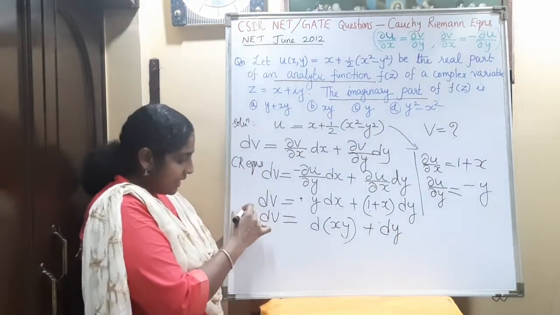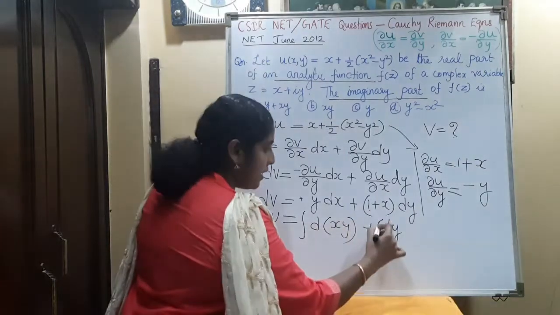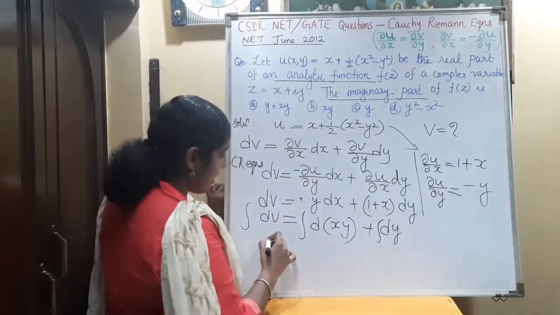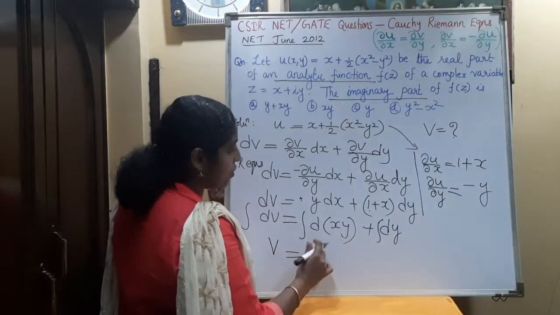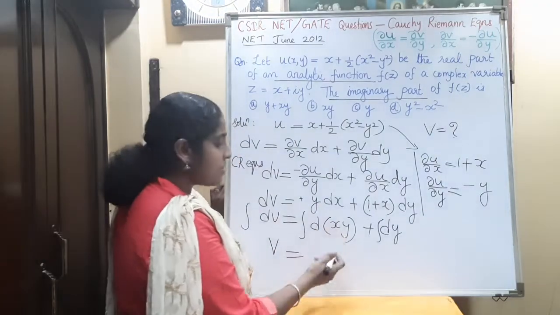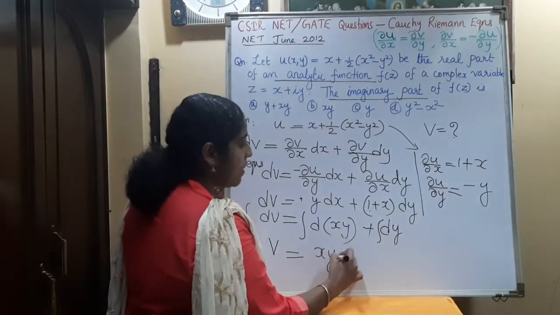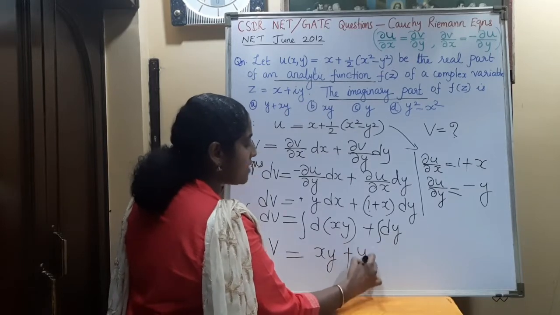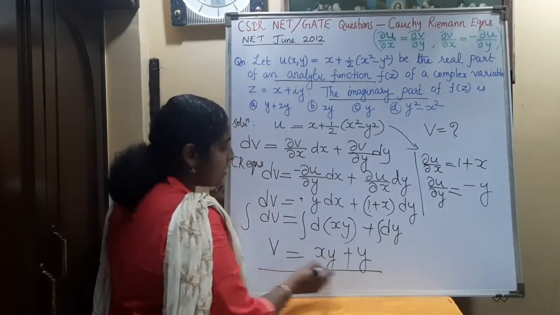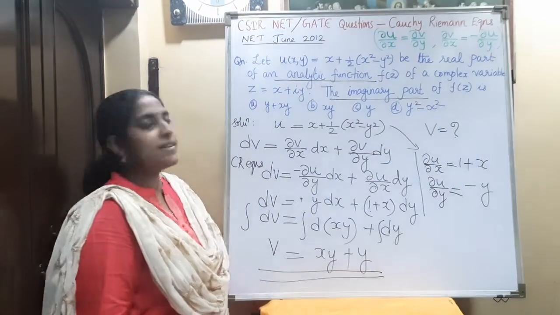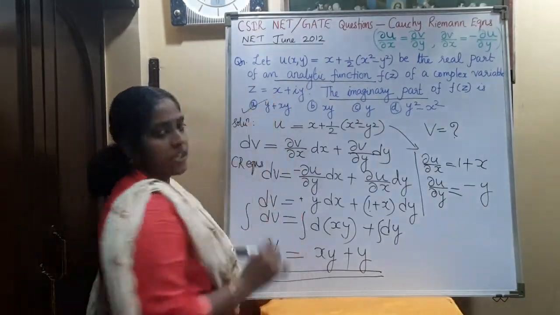Now we can easily integrate this. On integrating, v is equal to the integral of the differential of xy, that is xy, plus the integral of dy, that is y. So the answer is v equal to xy plus y. That is our option A.